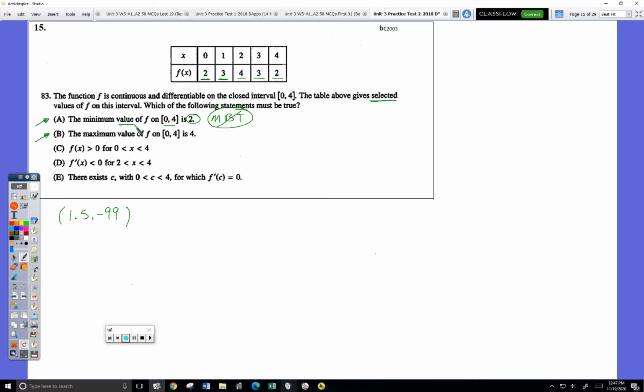Perfect. And you could use that same reasoning for C, because it says that f of x has to be greater than 0 for 0 through 4, but at 1.5 it could be -2, right? Yeah, the answer to C is exactly the same logic as A and B. We are looking at a table of selected values, so you don't make assumptions about what the missing values are unless you have other data to tell you what the missing values are.